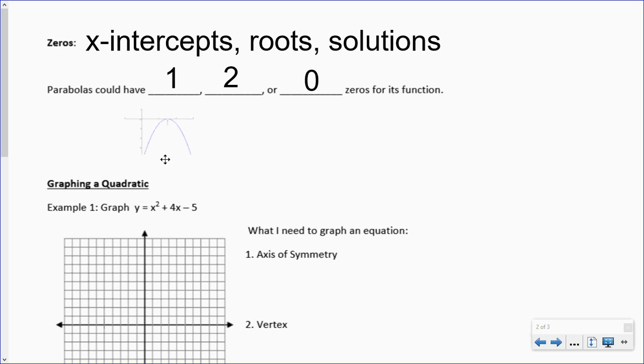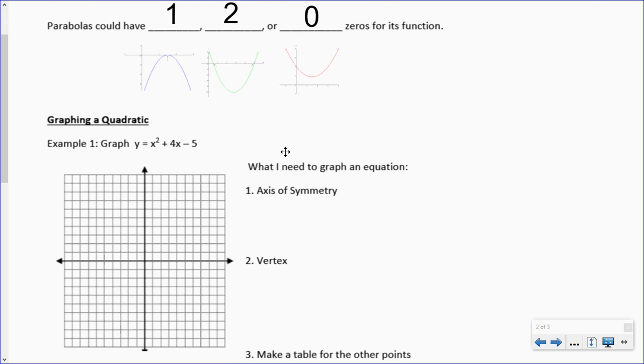If it crosses it once, the vertex, the tip of the hill or the tip of the cup, will be touching the x-axis. If it crosses it twice, both legs will cross through the x-axis. And if it doesn't cross it at all, it's above or below the x-axis and doesn't cross. Okay, so let's try an example.